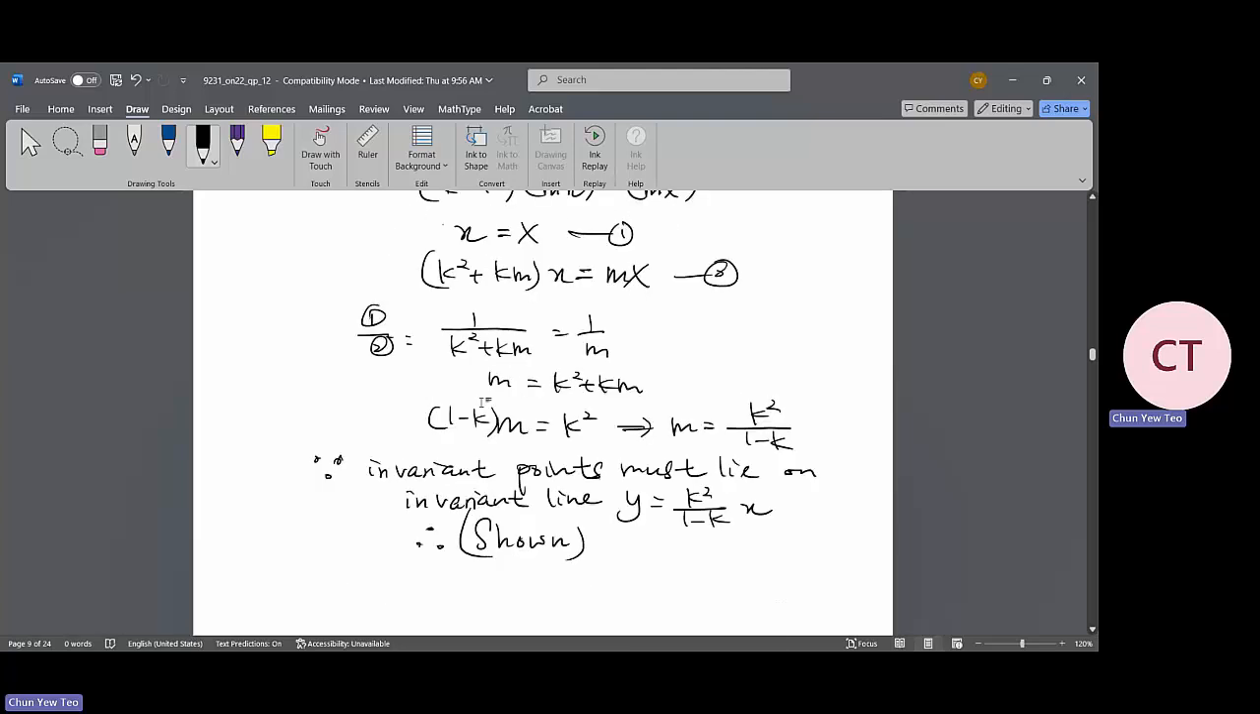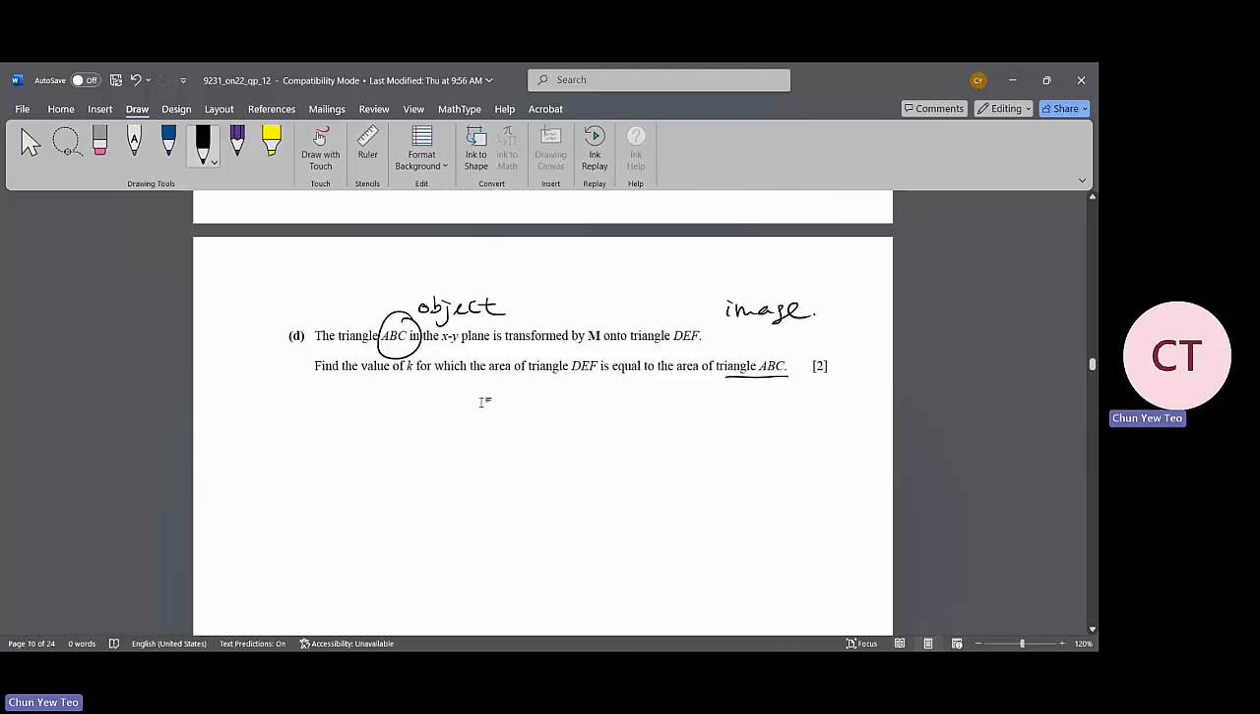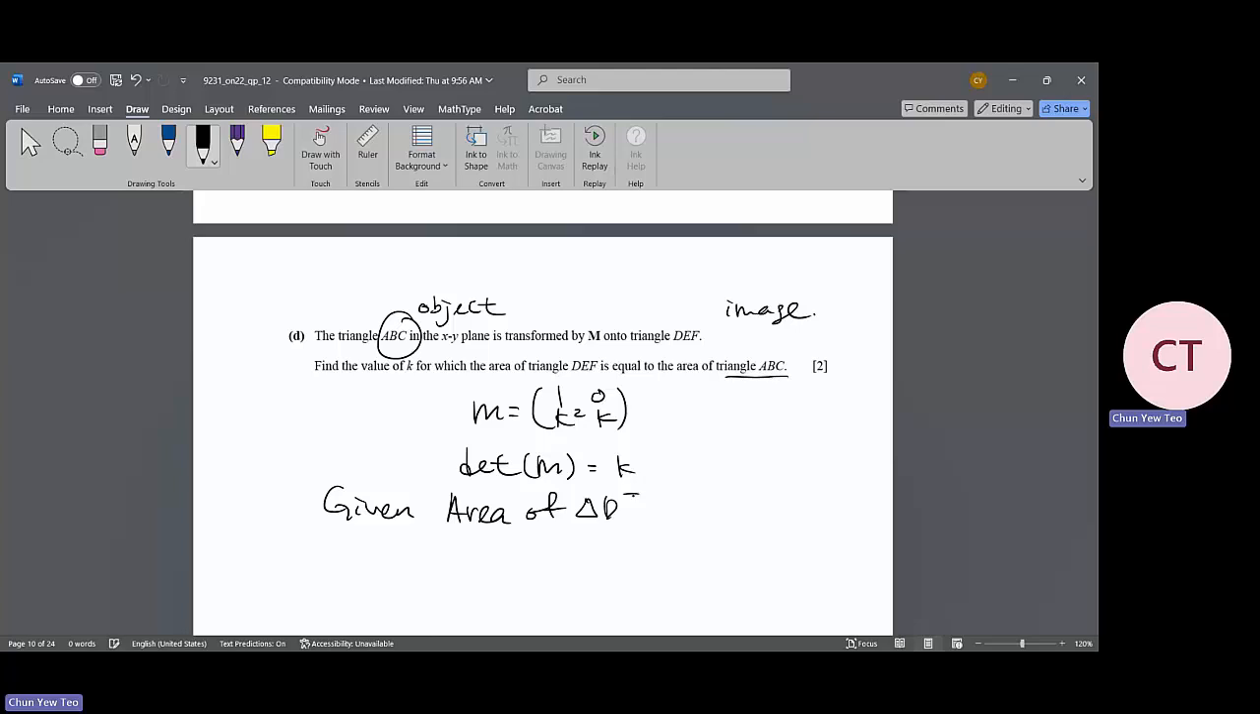M is 10k square, 1k square, 0k. Okay, so your M is 1k square, 0k. Your determinant of M is k. Okay, so given that the area of the triangle DEF equal to the area of triangle ABC.